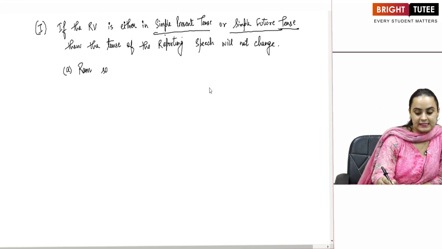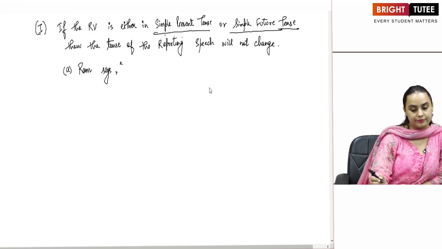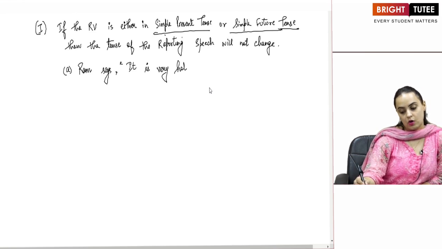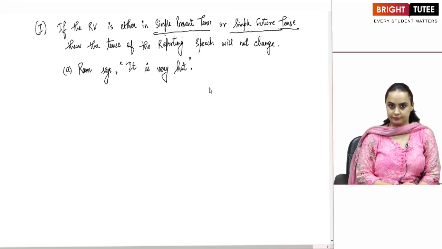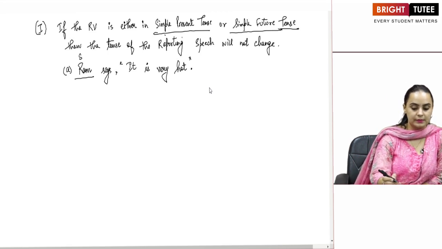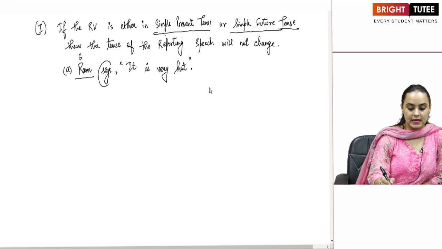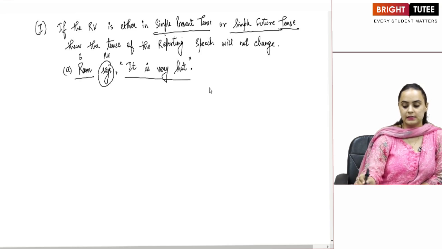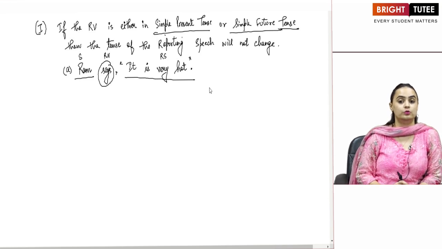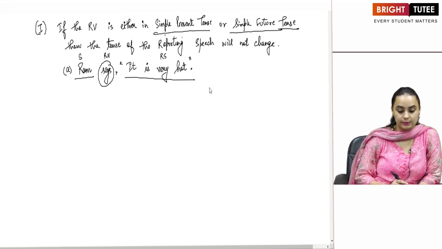Ram says, it is very hot. Okay, let us divide. Ram is my speaker, says is my reporting verb, and it is very hot is my reporting speech. Now let us see how we change this sentence to indirect speech.